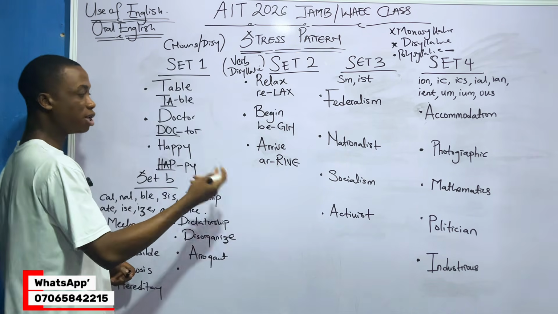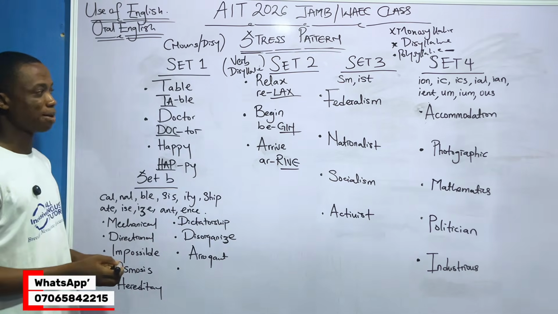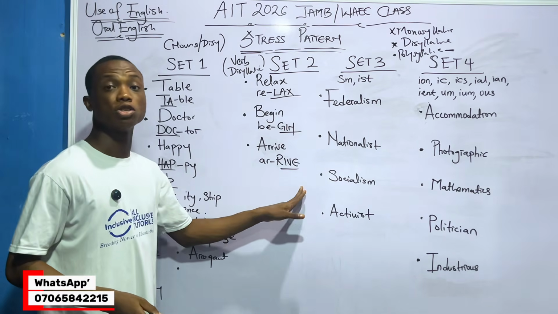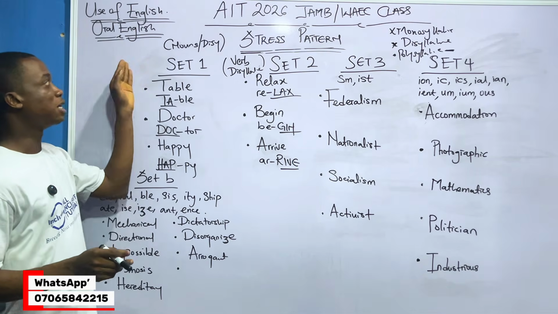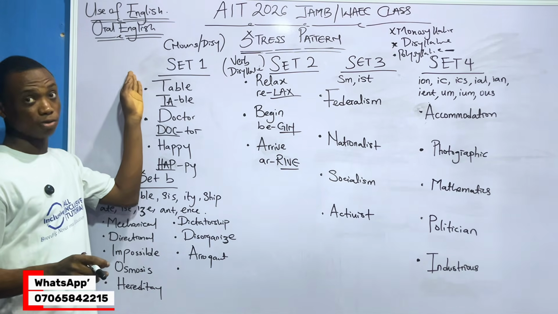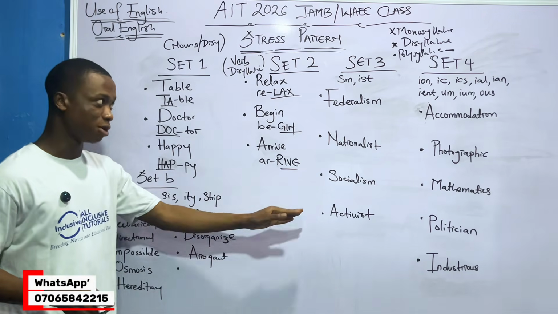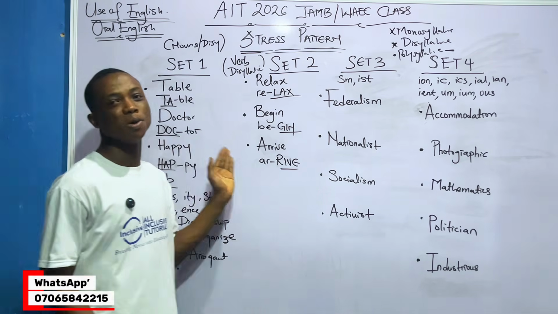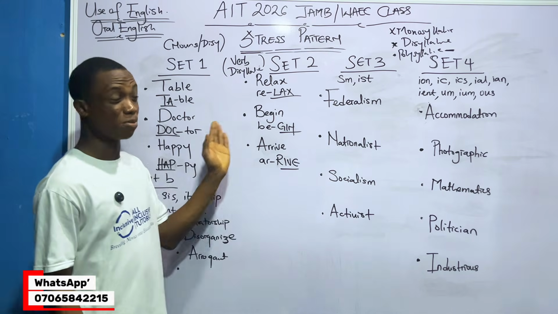Why is it on the second syllable? Because it is a verb and it is disyllabic. So the stress is in the second syllable. So we are done with disyllabic words. If it's a noun or an adjective, first syllable. If it's a verb, second syllable. Now take note that these ones are just baby work. These ones are mainly for WAEC children, people that are writing WAEC.